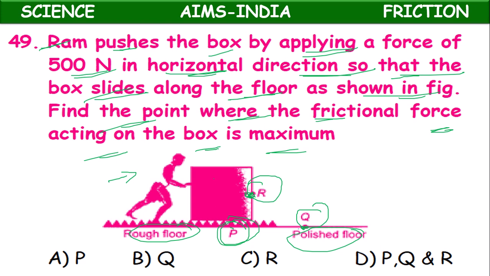Now the question is, at which point will frictional force be maximum? Here at point P, because P is on the rough surface, frictional force will be maximum. Point R is not connected to the surface, so there will be no contact between the surfaces, no friction. At Q, because of the polished surface, less friction will be there. So answer P option.